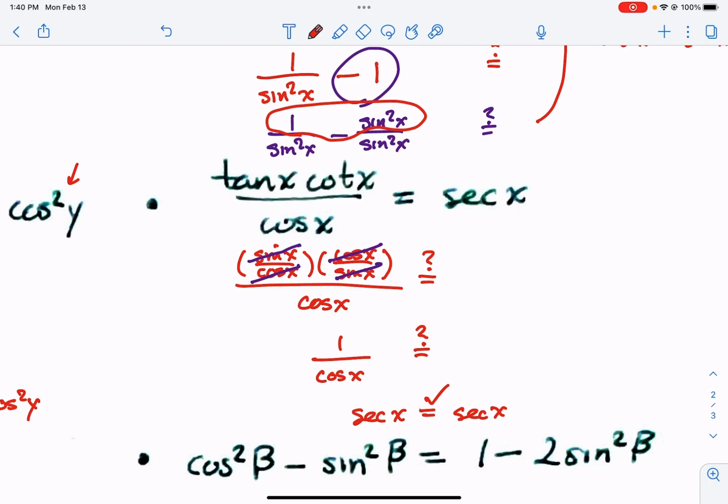Yeah, that one really wasn't too bad. Again, if you started with the right side, how in the world would you know to turn this 1 into the multiplication of tangent and cotangent, right? It's just not as intuitive. So yeah, start with that left side. It's got more stuff.